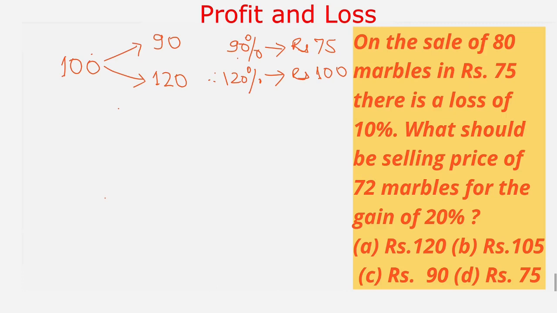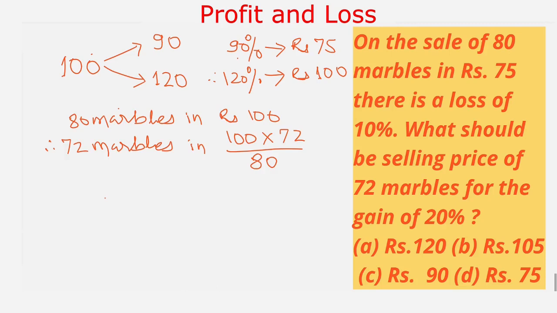Now, earlier we were selling 80 marbles in rupees 75 and we were incurring loss of 10%. Now for 20% profit, we should sell 80 marbles in rupees 100. Therefore, what should be the cost of 72 marbles? It is equal to 100 multiplied by 72 divided by 80.